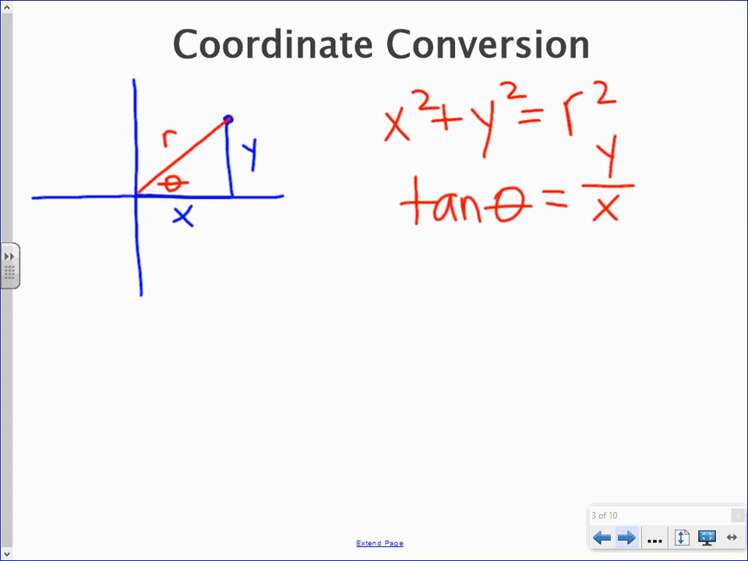Okay. All right, now I did not have you think of this, but I'd like you to take a moment and talk about it with your group. What if I gave you r and theta? How would you find x and y? I'll give you about 60 seconds.